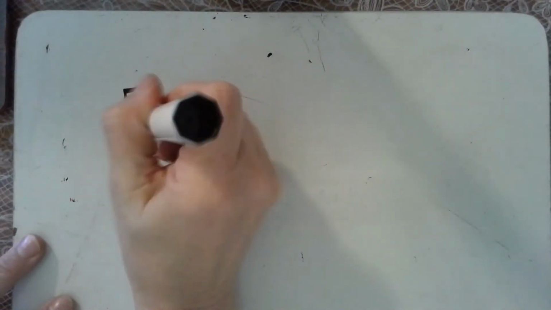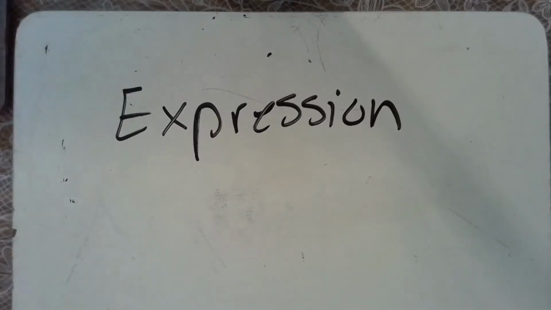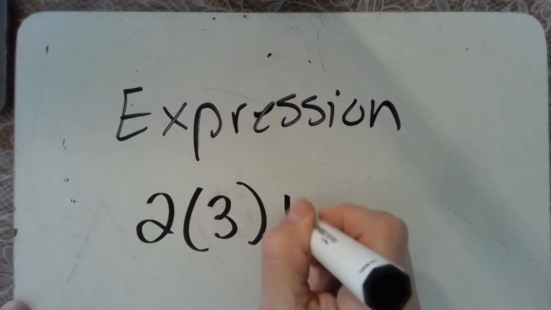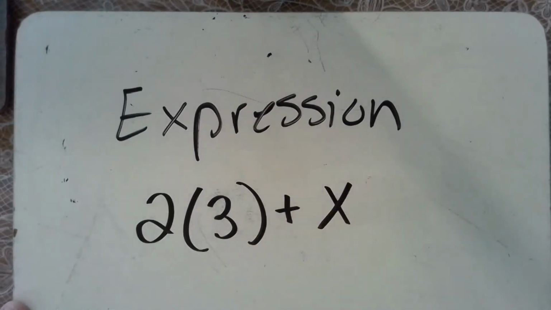Next one we want to talk about is an expression. So when we're talking about an expression, it has numbers, variables, and operations. So if we have 2 times 3 plus x, that is an expression. It has a 2 and a 3. It has a variable x. It has multiplication here, because remember the parentheses default is multiplication, and we have addition. But there's no equal sign.